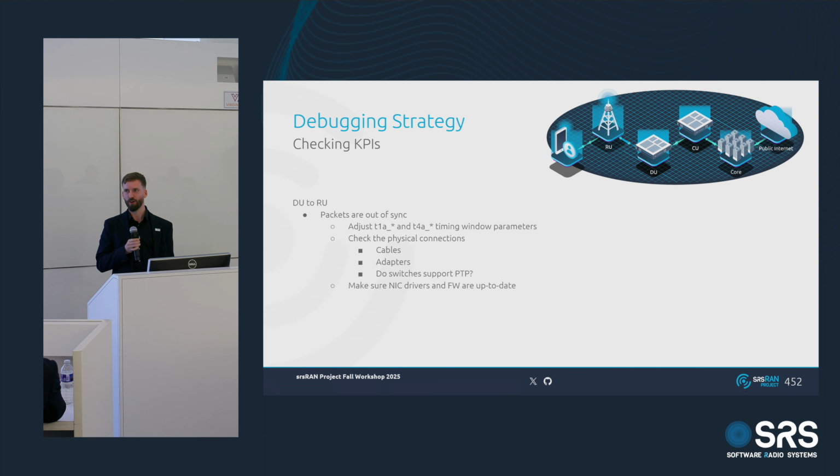And if all of this is done and you still see problems, maybe it's the SFP link. So cables, adapters, or what I've also seen once is a client used a switch which was not PTP compatible. Make sure that the network elements support what you need.